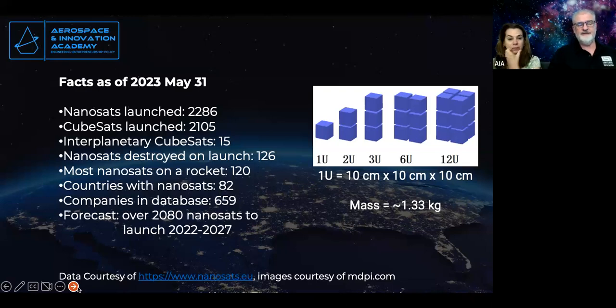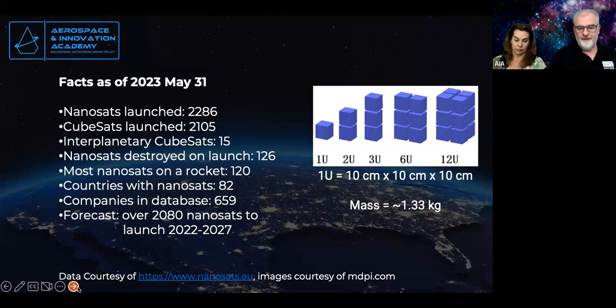So the actual physical size of a CubeSat is a multiple of what we call a U, or unit, 1U. So a 1U CubeSat is basically a cube shape 10 centimeters on a side with a maximum mass of 1.33 kilograms. So if you think about it, it's a 2.5 pound max satellite, and it's a little bit bigger than the box that you would find a softball in.